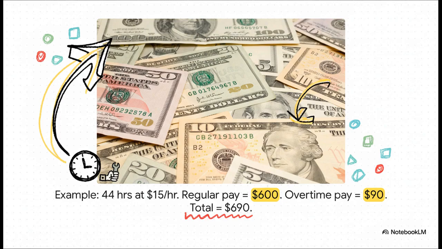Let's walk through a real example. Someone works 44 hours at $15 an hour. Step 1, regular pay. That's the first 40 hours times 15, which gives us $600. Step 2, find the overtime rate. 15 times 1.5 is $22.50. Okay, step 3, they worked 4 hours of overtime, so we multiply that 4 by our new rate of $22.50 and we get $90. Final step, add them up. 600 plus 90 equals a total gross pay of $690. See, the steps keep it from getting confusing.